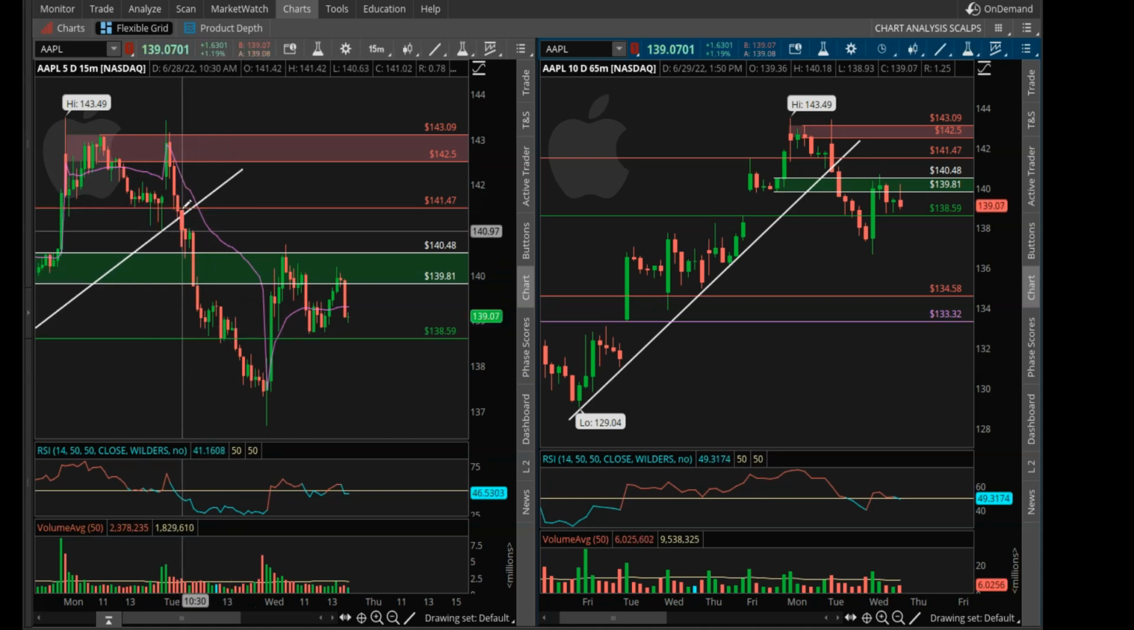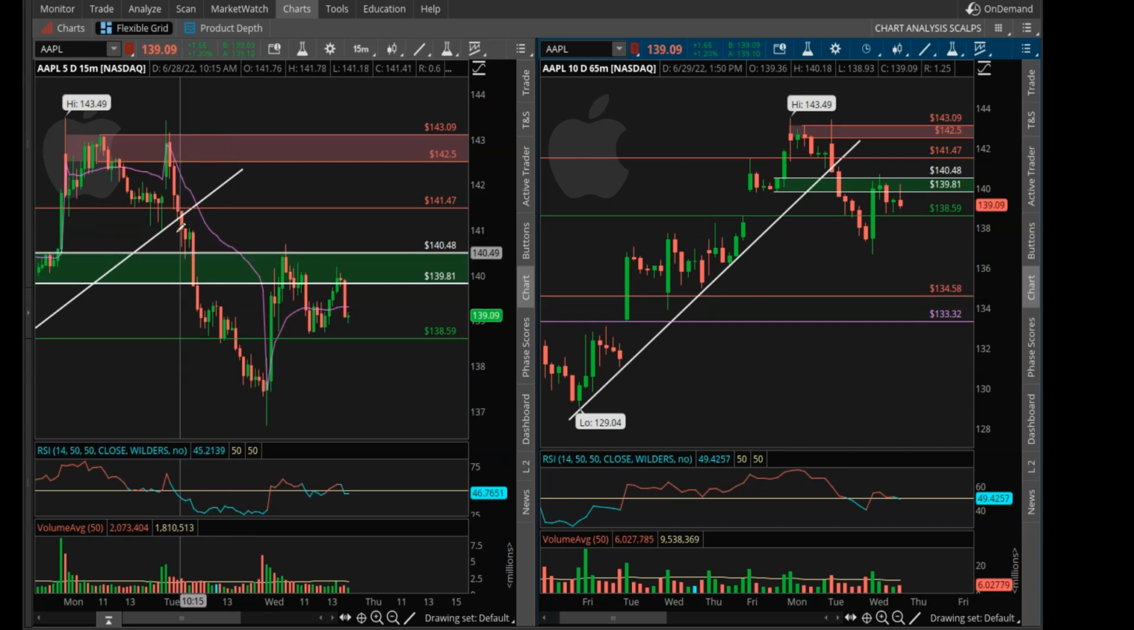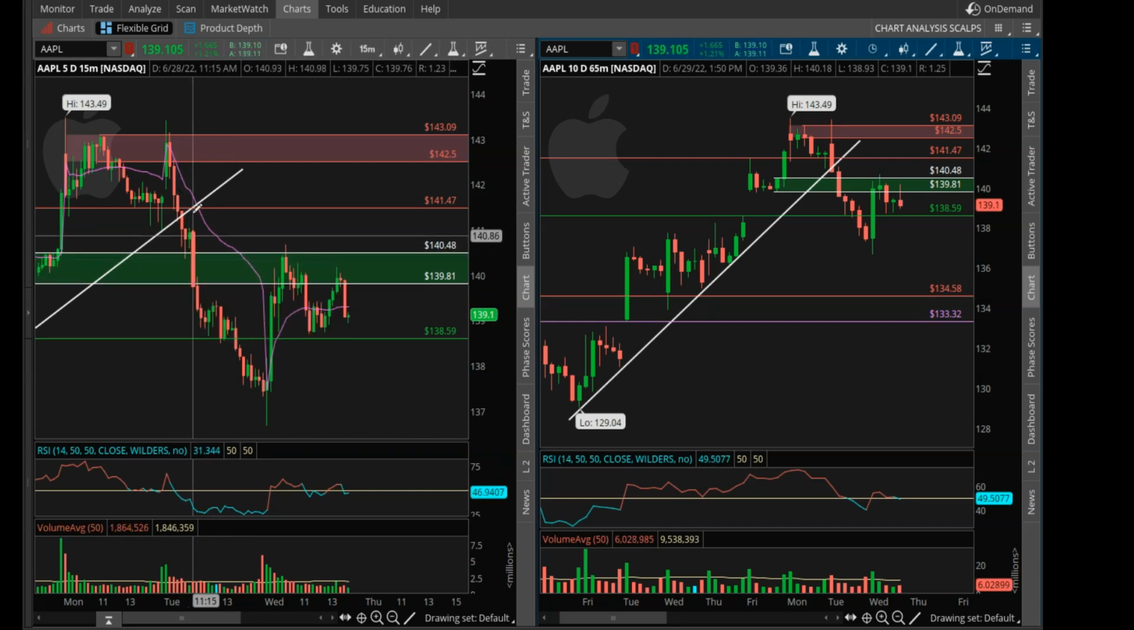We got those 15-minute closes below. We got a little dead cat bounce, a little temporary relief right off that area of demand.